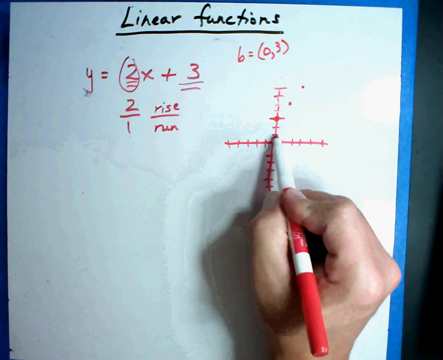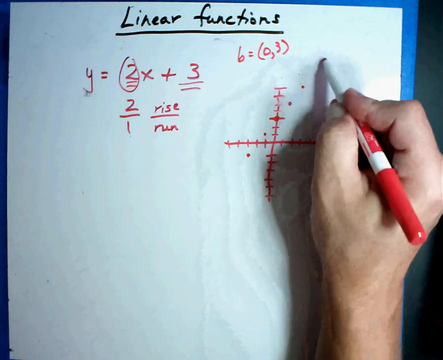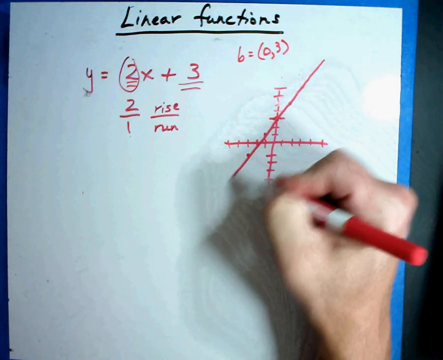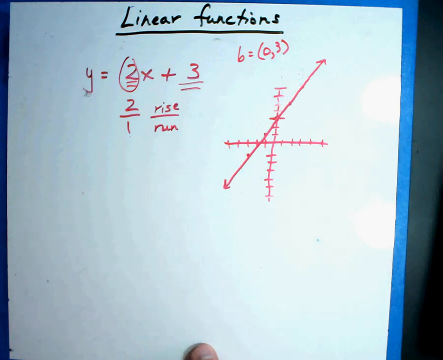Down 2, to the left 1. You'll notice I have a lot of points. Just draw a line through there. Maybe you need a ruler. Draw my line through there, and there is my line.